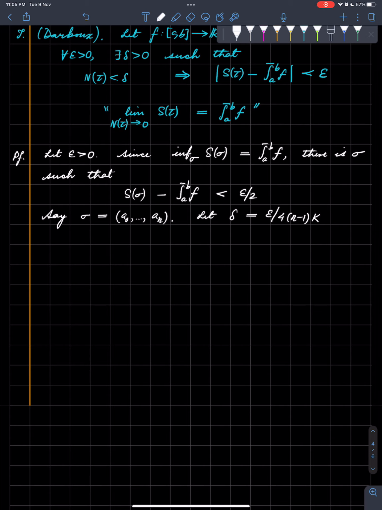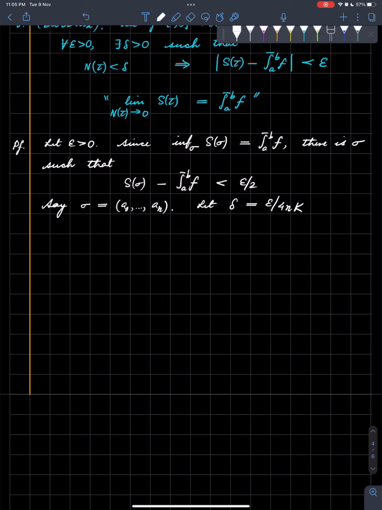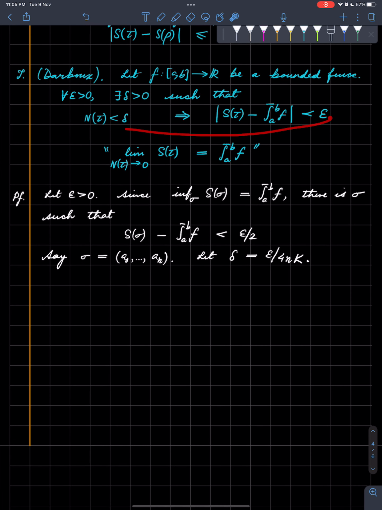Well, if n equals 1, then there is a problem here. So let me put here. I mean, this is even better for me. So yeah, great. So we have that. And now, we'll show that this delta is the delta which satisfies this.